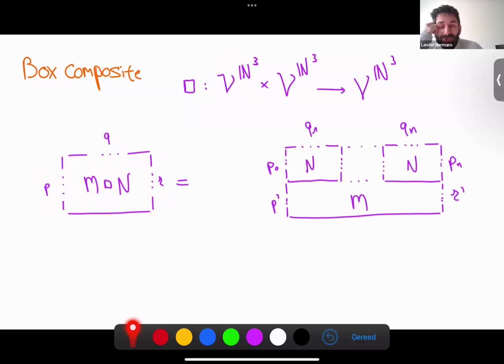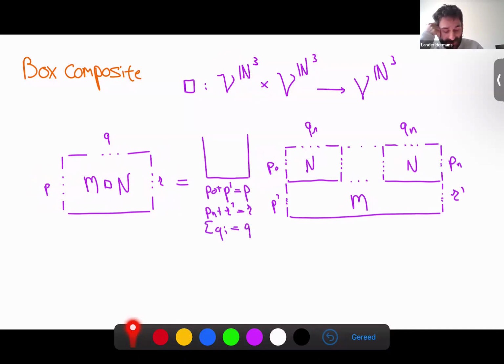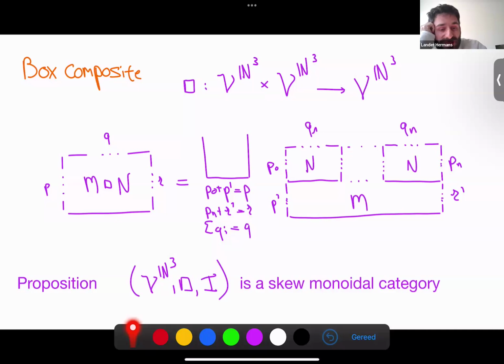Well, I just divide it up in two rows where the bottom row is always M and the top row will always be N. And then, of course, we need some compatibility between these sides. So we take this co-product where we say this should add up to that. These Q's should add up to Q, and these P and R should add up to R here. So this is a neatly defined functor at least. And we showed that this is in fact a skew monoidal category.